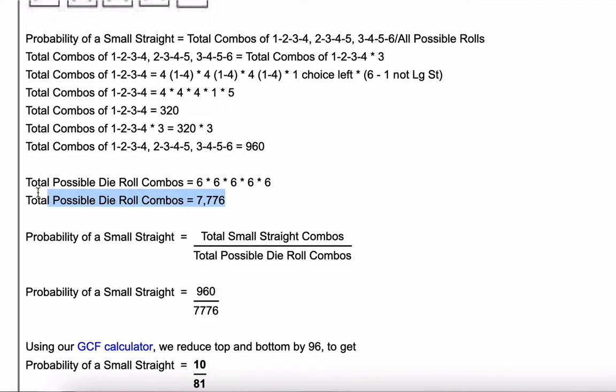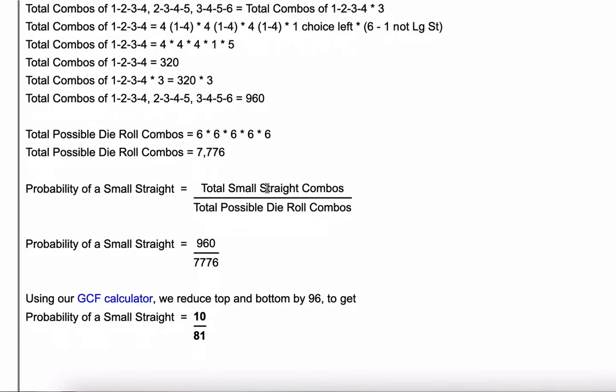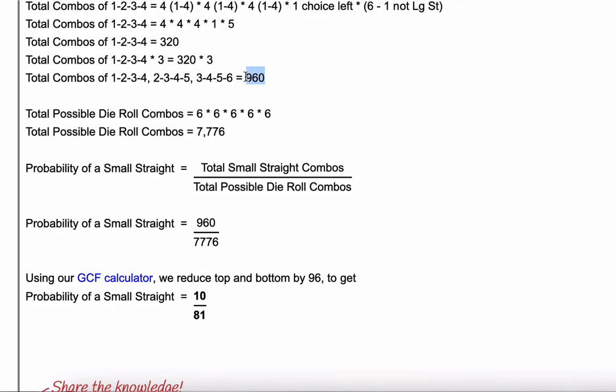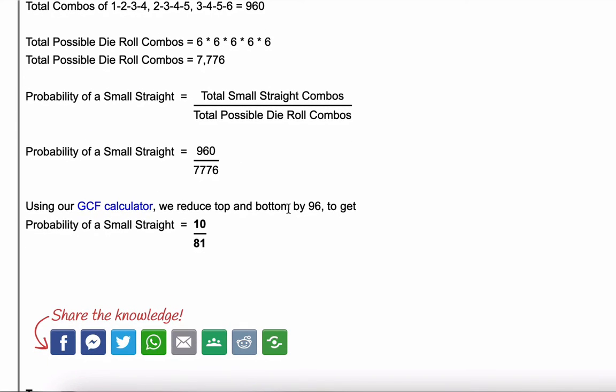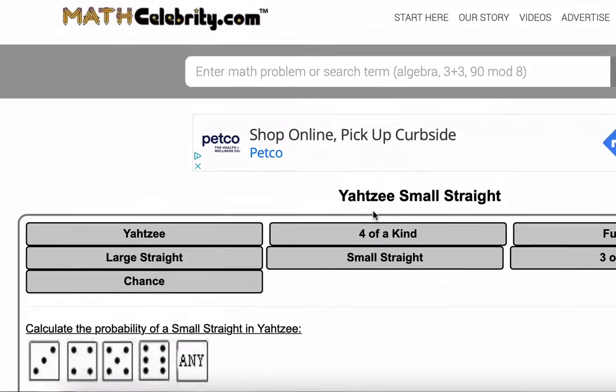Again, we do our little calculation for the total die rolls. We know that's 7,776. And then we take the possible combos over the total possible rolls. We get 960 divided by 7,776. We see we have a greatest common factor here, which I'll attach a link to this calculator in the video, of 96. Simplify this fraction, we get 10 over 81 for the probability of a small straight in Yahtzee.